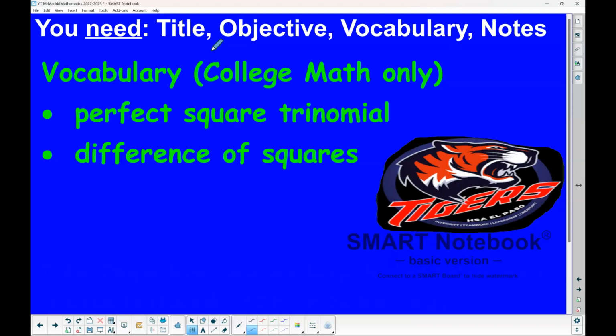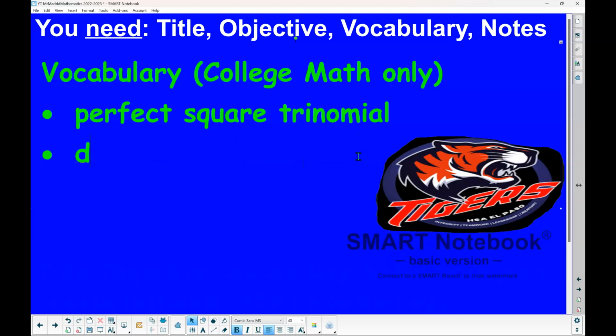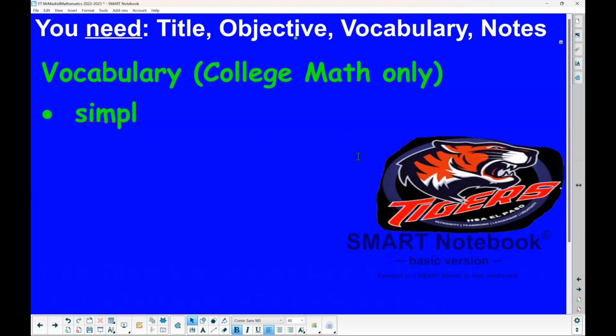So don't forget, as you guys are recording, to get the title, the objective, okay? The vocabulary, I'll have something specific for you guys. At the very minimum, let's have you look up two words: simplify on Google and radical. Okay? You'll see why in a little bit, but right here you want to pause the video, go to Google and just get that vocabulary. Okay? We're talking honors geometry.